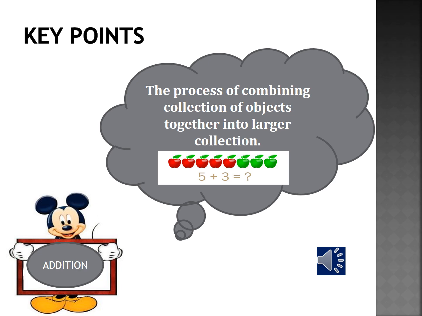Let's recollect what we mean by addition. The process of combining a collection of objects together into a larger collection is called addition. Here in this example, you have 5 red apples combined with 3 green apples gives you what? Yes, gives you a collection of 8 apples.